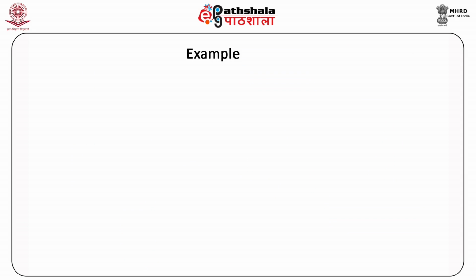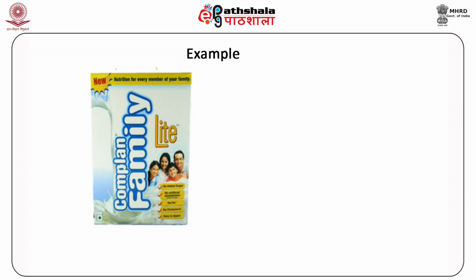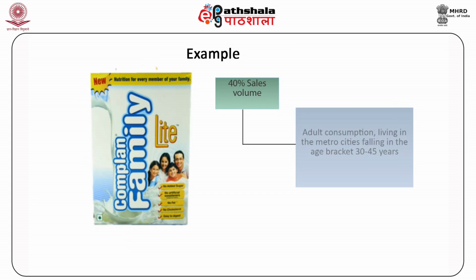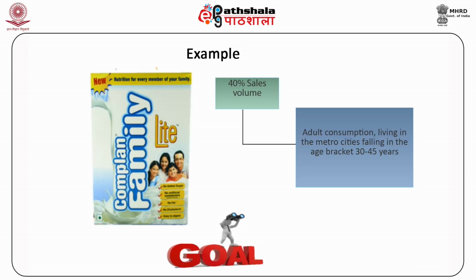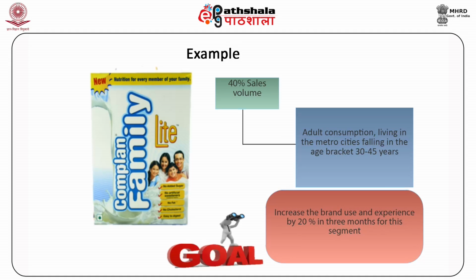An example of an advertising objective for a brand like Complan could be: 40% of Complan sales volume is derived from adult consumption, living in the metro cities, falling in the age bracket of 30 to 45 years. The goal of this advertisement is to increase the brand use and experience by 20% in the 3 months for this segment.